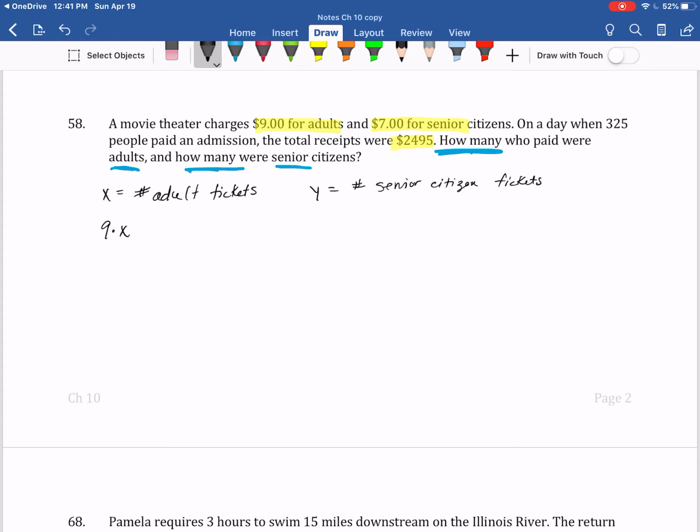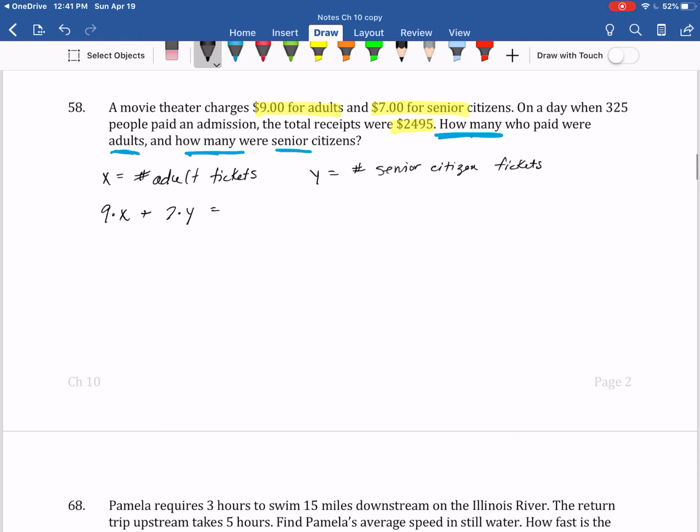Next, senior citizen tickets were sold for $7 apiece. Each of the Y senior citizens paid $7 for a ticket. So 7 times Y tells you how much money the senior citizens altogether paid for their tickets. And then the total money brought in from these two groups of people was $2,495.